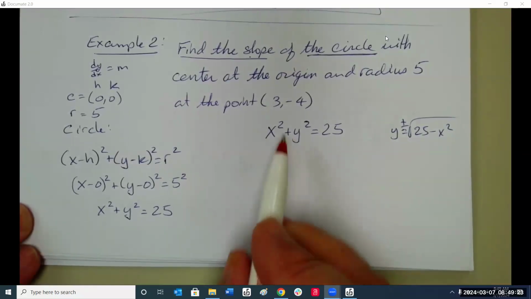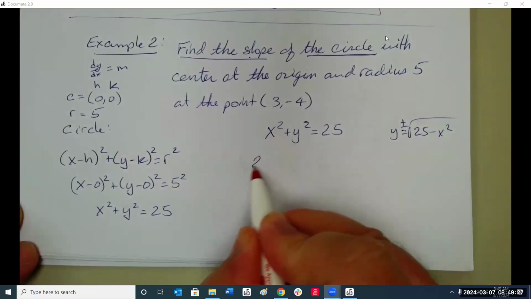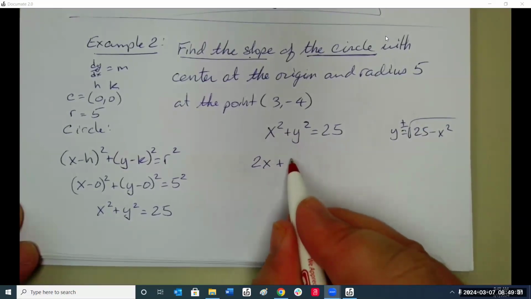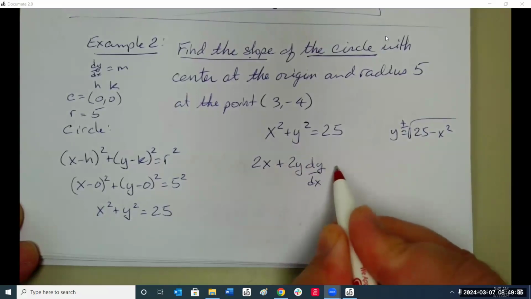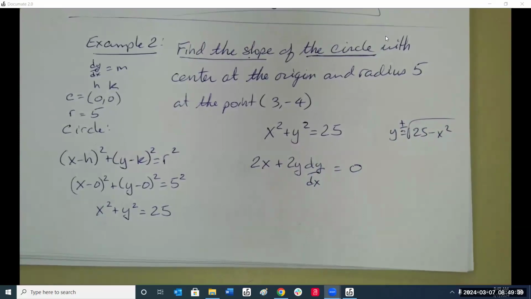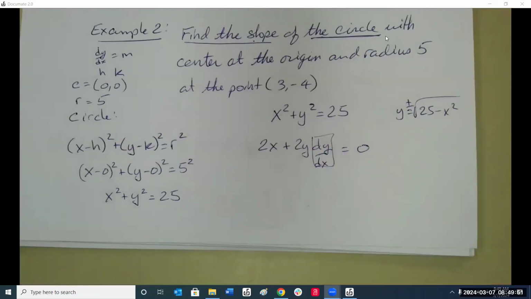Using implicit differentiation, what's the derivative of x squared? What's the derivative of y squared? 2y dy/dx. And the derivative of 25? Right, I know you said 0. You were just not finished yet. So now we just have to solve for dy/dx.